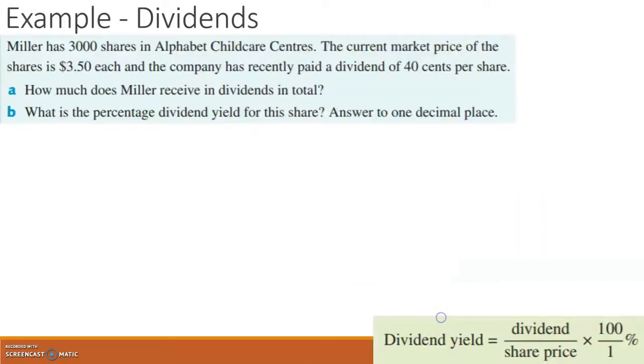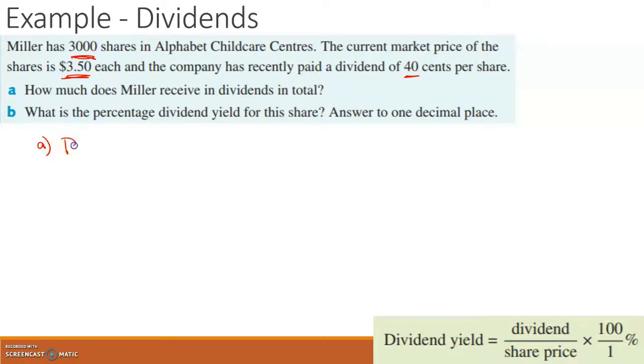So let's take a look at a question that uses dividends. Miller has 3,000 shares in Alphabet Childcare Centers. So he owns 3,000 shares. We don't know how many shares the company has in total, so we're not looking at what percentage he is entitled to or anything like that. The current market price of the shares is $3.50, and the company has recently paid a dividend of 40 cents per share. So part A says, how much does Miller receive in dividends in total?